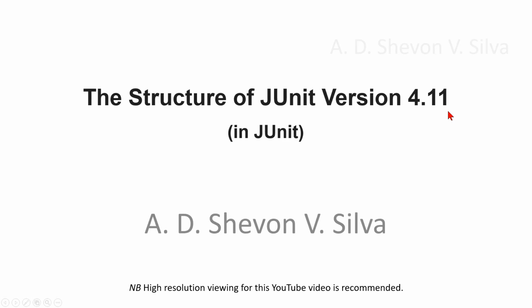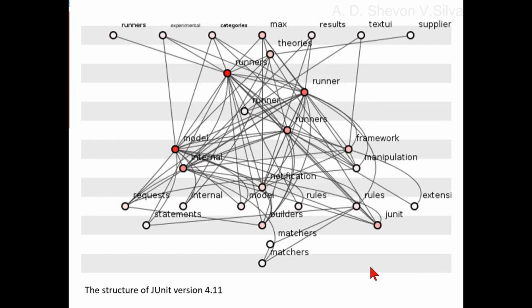The structure of JUnit version 4.11. Here you can see the structure of JUnit version 4.11. By version 4.11, the transitive dependencies have proliferated seemingly unchecked. We are far from the short dependency chains and few cyclic dependencies of good structure. And this ultimately is the point.